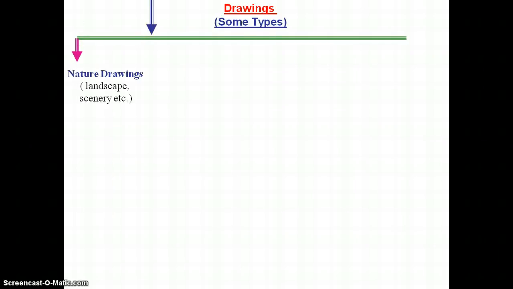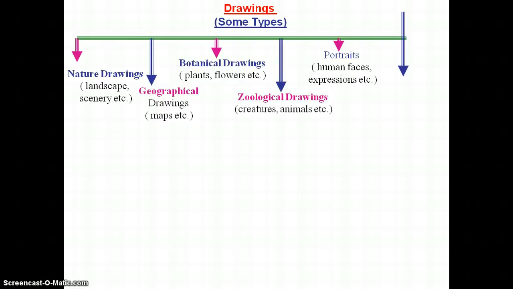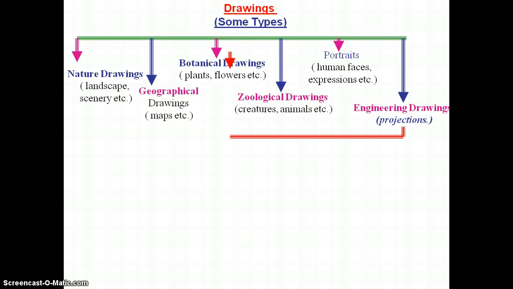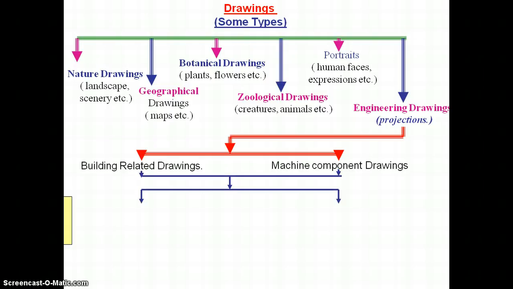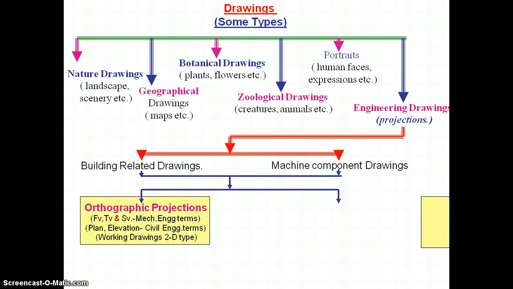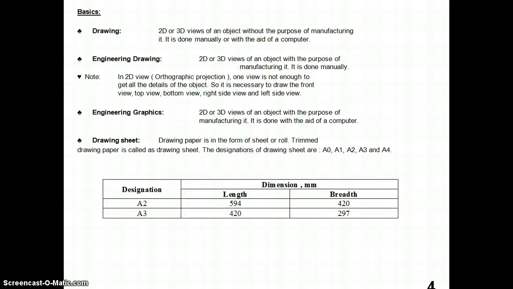Drawing has many types. The first ones are natural drawing, geographical drawing, botanical drawing, geological drawing, portraits, and finally engineering drawing. Engineering drawing is further classified into building related drawing, machine component drawing, orthographic projection, and isometric projection. Actually, we will discuss the many drawing instruments.